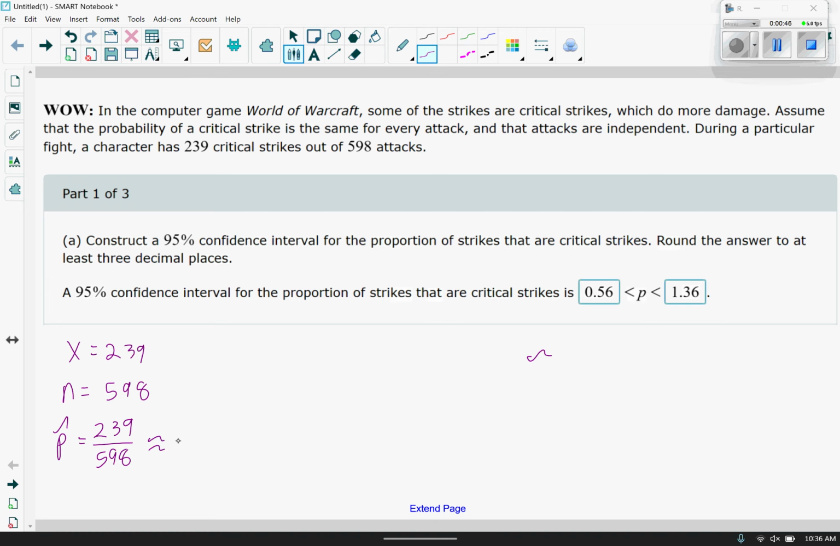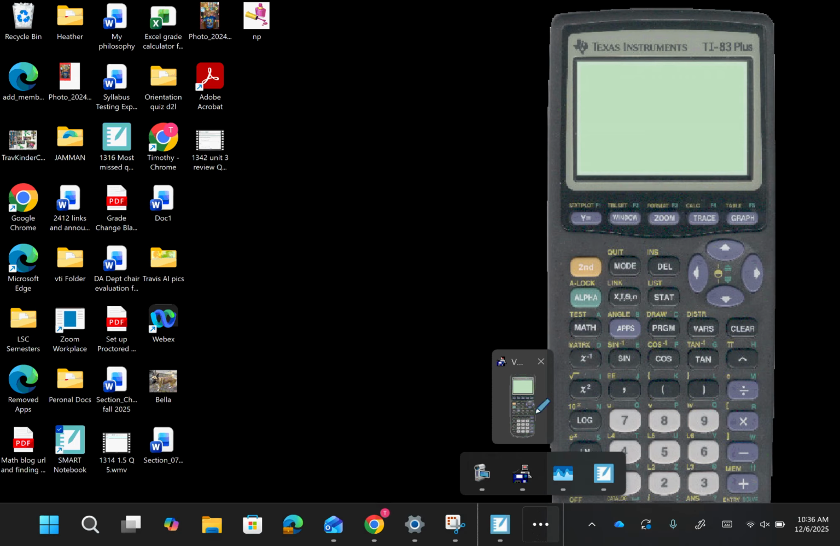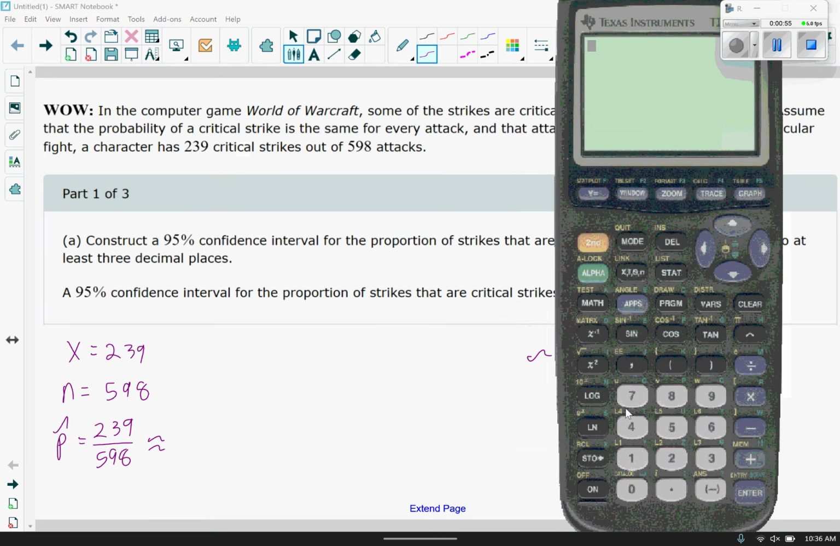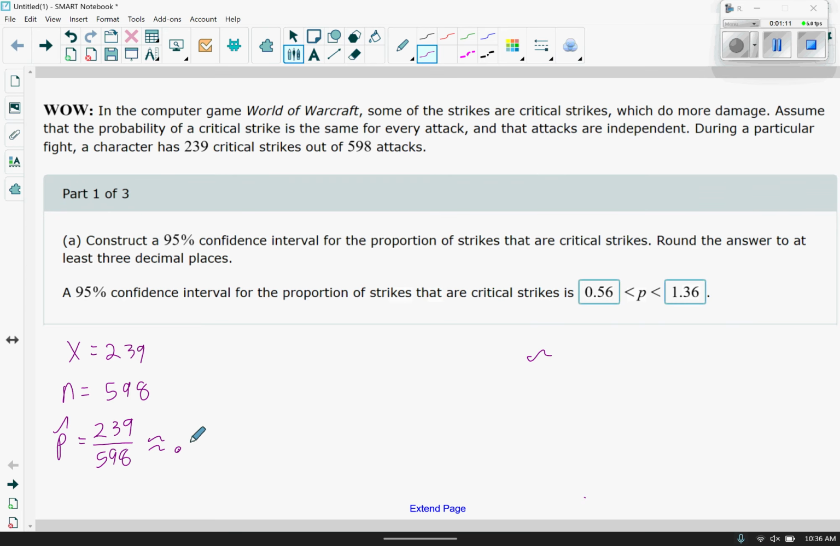Let me get my calculator here. 239 divided by 598. We can round that to 0.4, that's fine. Let's just round that to 0.4, and I'll add a 0 onto it to make it clear that we rounded. So that would be the p hat.